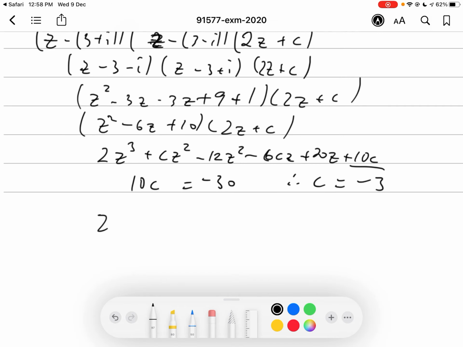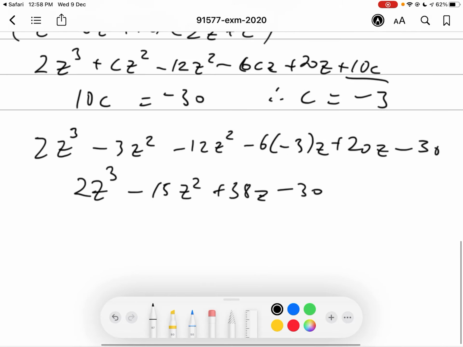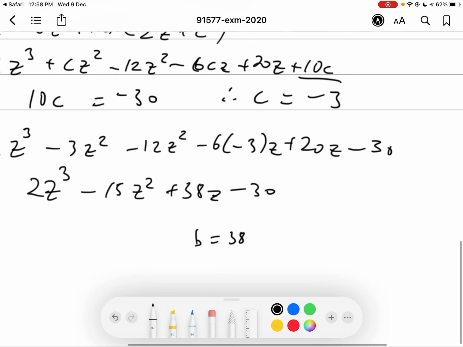So therefore, we can start to draw out our cubic, which is 2z cubed minus 3z squared minus 12z squared minus 6 times -3 times z plus 20z minus 30. So if we add the like terms here, 2z cubed minus 15z squared plus 18z plus 20z, so that's plus 38z minus 30. So now we can see clearly that b equals 38.